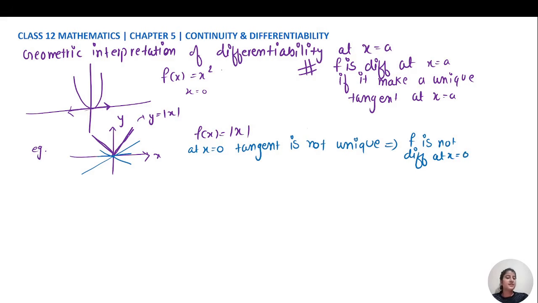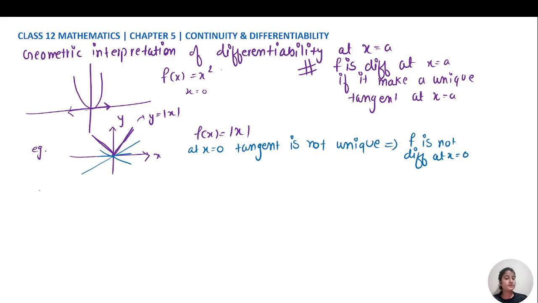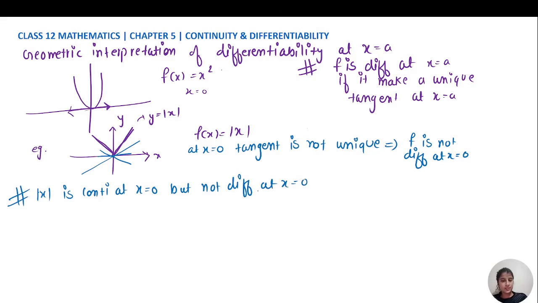So what we get is that the function is continuous at 0, but it is not differentiable at 0. So we also get a counterexample showing that the converse is not true. This is an important statement for you: mod x is continuous at x equals 0, but not differentiable at x equals 0. So continuity does not imply differentiability.